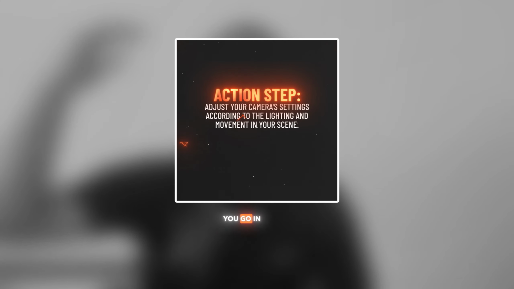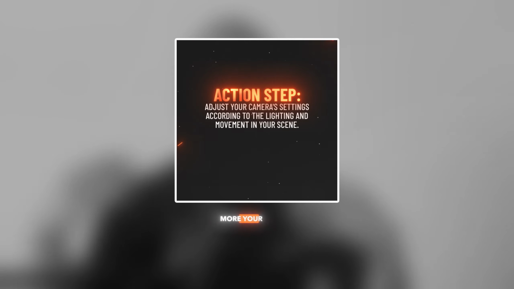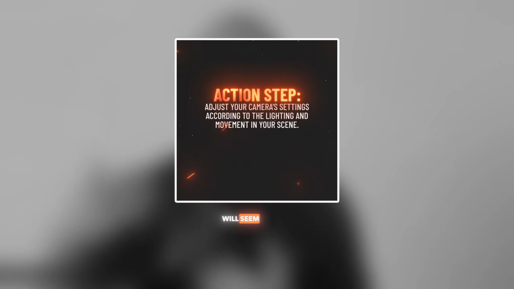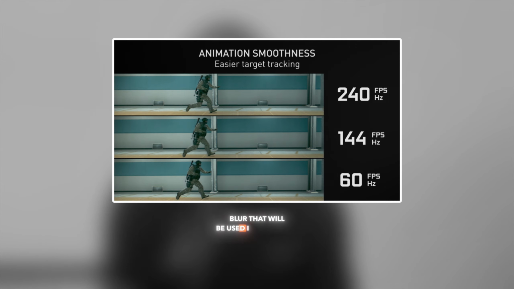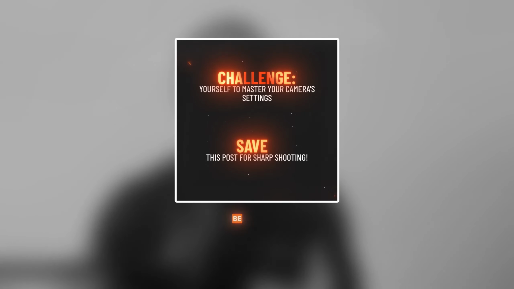Now the higher you go in frames per second, the more your motion in your videos will seem crisper and will have less motion blur. Just know that for frames per second, the higher you go, the cleaner your motion will be. The lower you go, the more motion blur that will be used. I recommend anybody should use a baseline of maybe 30 FPS, and if you can on your phone, you shoot on 60 FPS. You will definitely be in a good situation there.